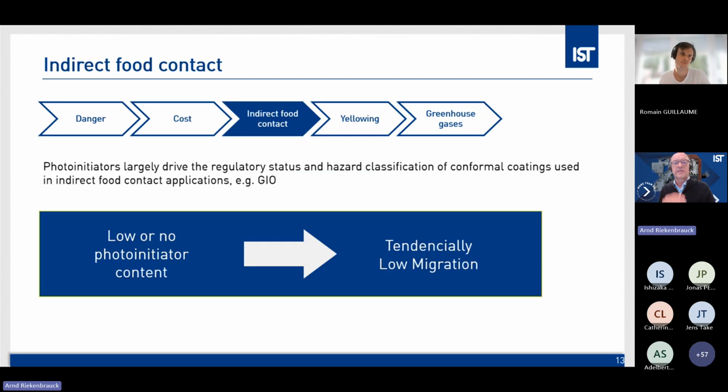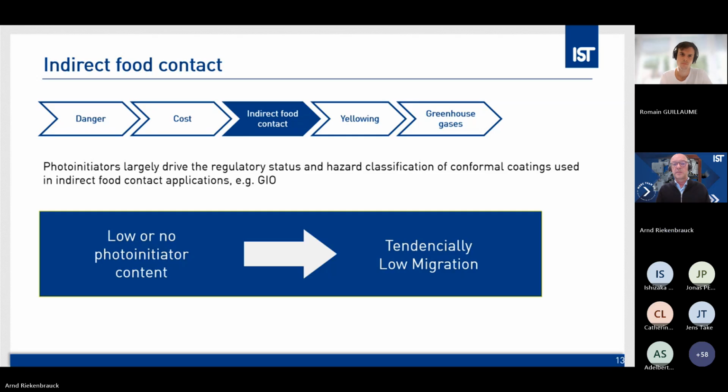When we come to indirect food contact, there is no application with direct food contact. The initiators largely drive the regulatory status and hazard classification. We have in Germany the German Ink Ordinance coming into force from the beginning of 2026. We have had the Swiss ordinance. We have several regulatory frameworks that specify migration levels. So it's always an important point to have a look at, and tendentially with low or no photoinitiator content, we have tendentially lower migration as well.